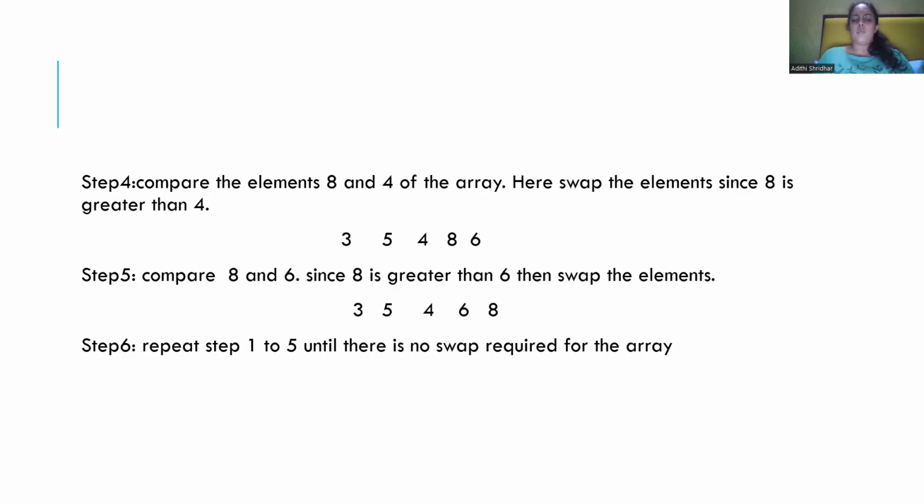The last step is repeat step 1 to 5 until there is no swap required for the array. So therefore, the array of elements which is sorted in bubble sort is as follows: 3, 4, 5, 6, 8.